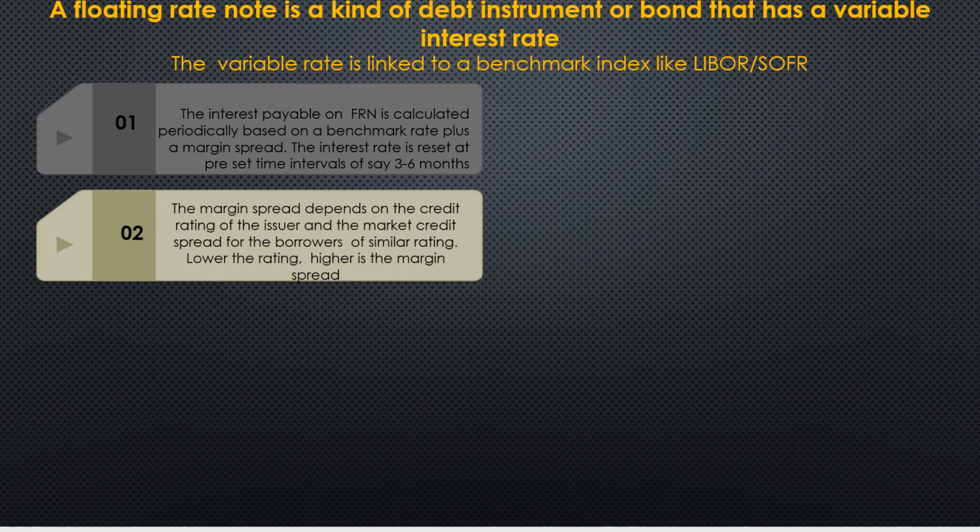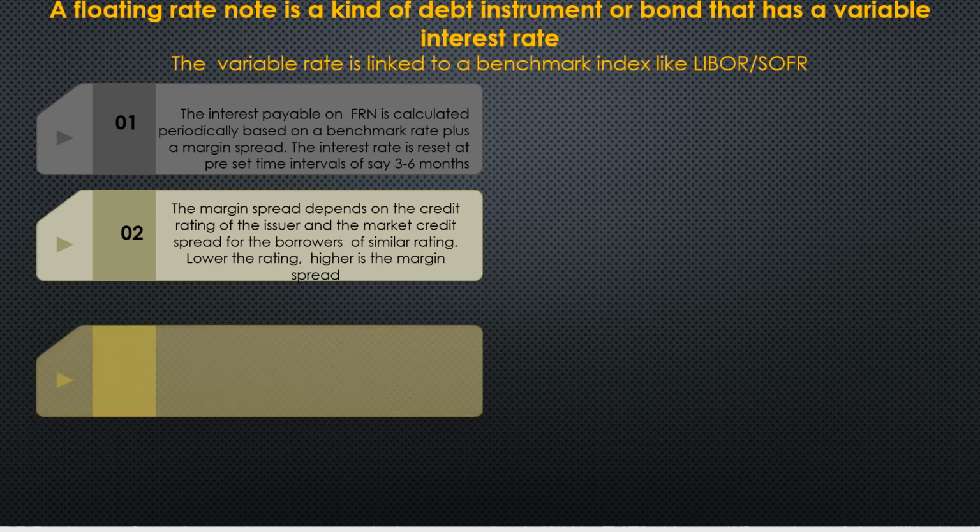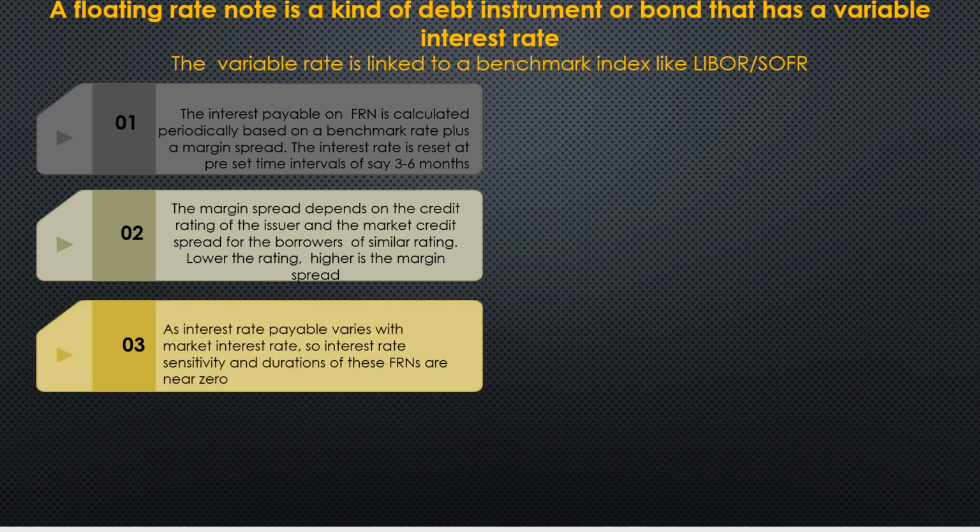The margin spread depends on the credit rating of the issuer and the market credit spread for the borrowers of similar rating. Lower the rating, higher is the margin spread. As interest rate payable varies with the market interest rate, the interest rate sensitivity and the duration of these FRNs are near zero.